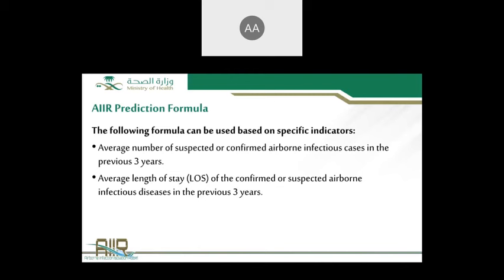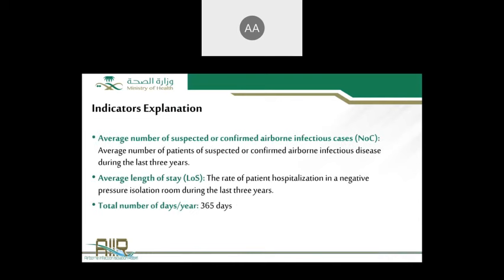And from the formula, we will predict the required number of negative pressure rooms if we have a specific high risk indicator. The average number of suspected or confirmed airborne infectious cases is the average number of patients with suspected disease before the lab confirmation, or confirmed airborne infectious disease, during the last 3 years, as well as the rate of patient hospitalization in a negative pressure isolation room during the last 3 years. And the last one, the total number of days, is fixed. No need to gather this information because it's already a fixed indicator.